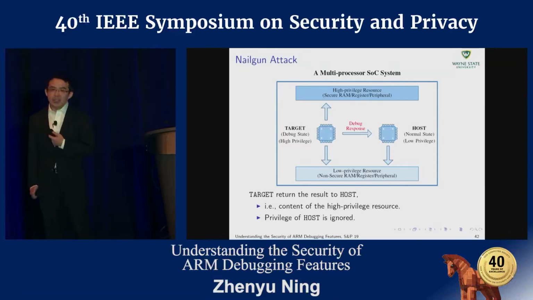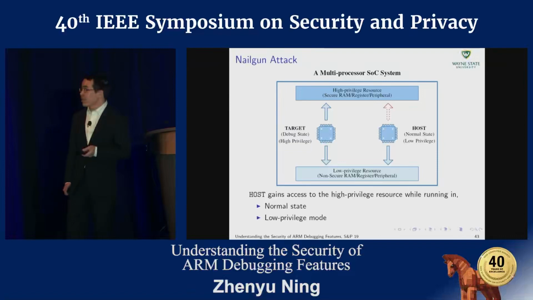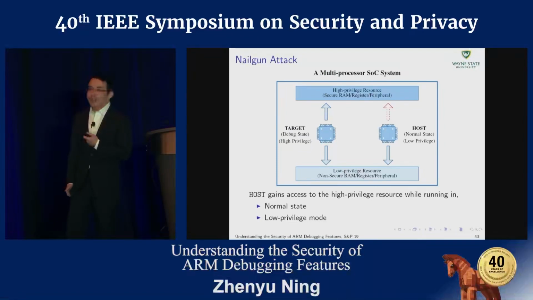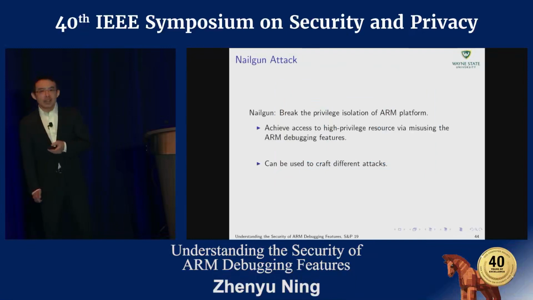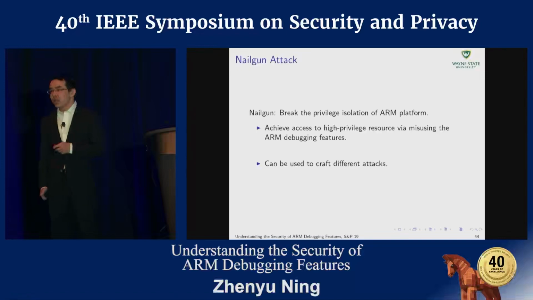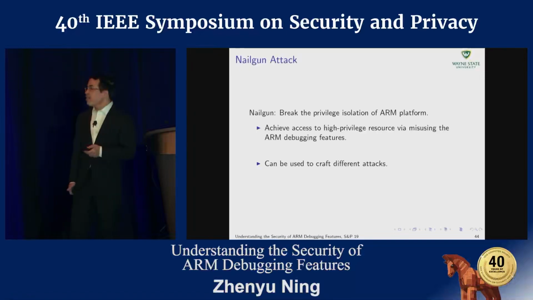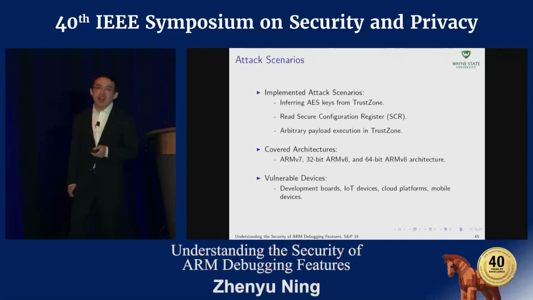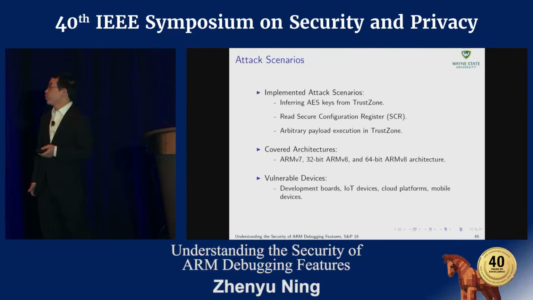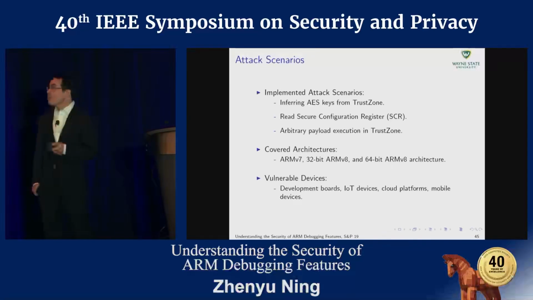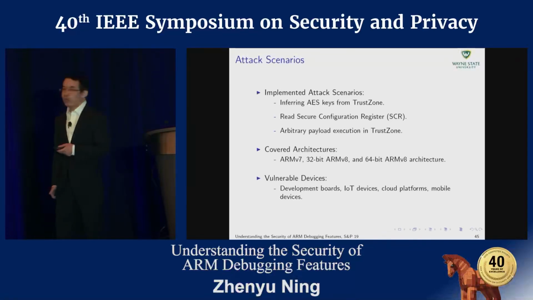And in this way, the host actually gains indirect access to the high privilege resource, although it is still running in the normal state, low privilege mode. And we refer to this as the NAILGUN. The idea of the NAILGUN attack is to break the isolation of the ARM platform by misusing the ARM debugging features. And in fact, NAILGUN can be used to craft different attacks. For example, we implement different attack scenarios like inferring the AES keys from TrustZone, reading the secure configuration register, and even arbitrary payload execution in the TrustZone.